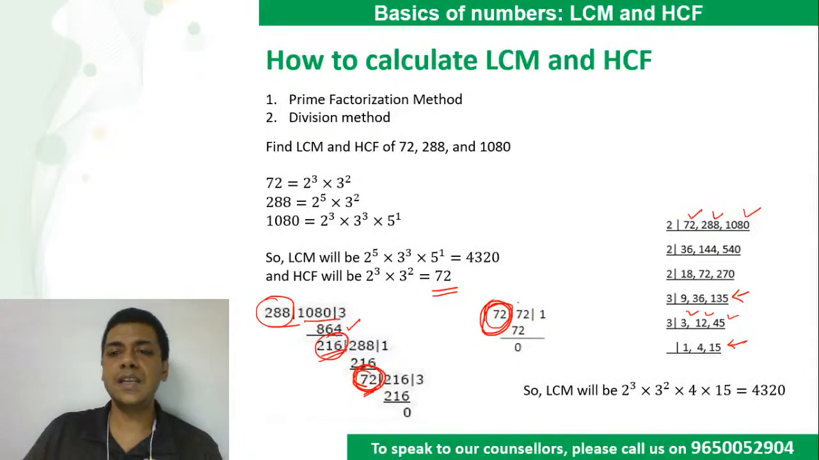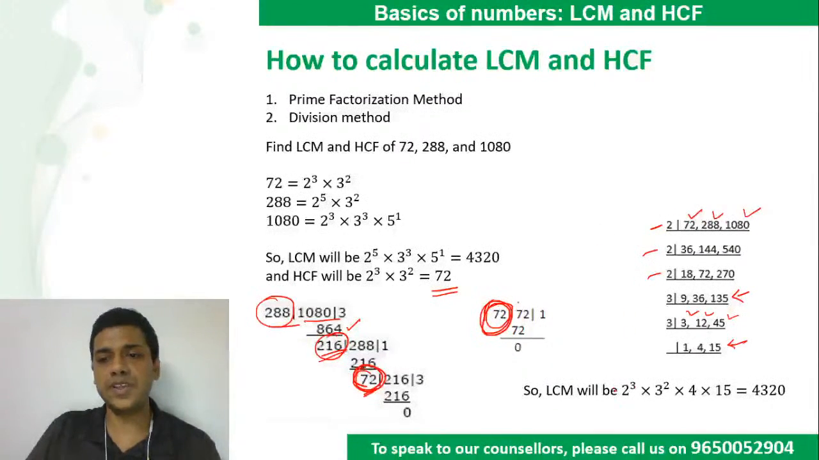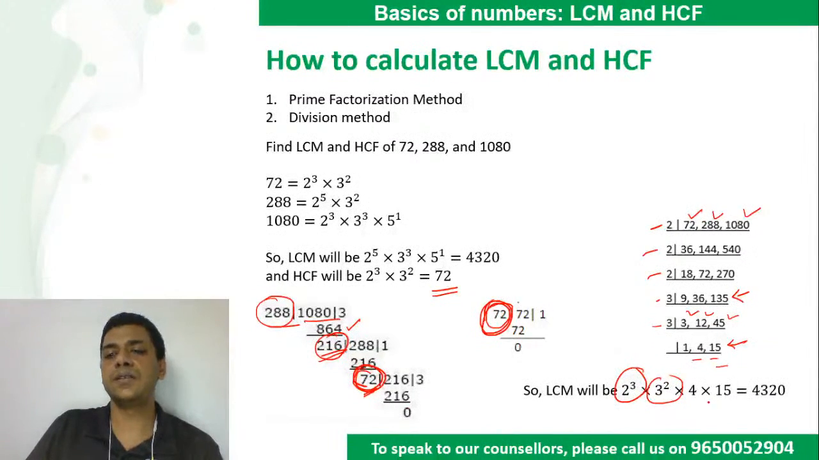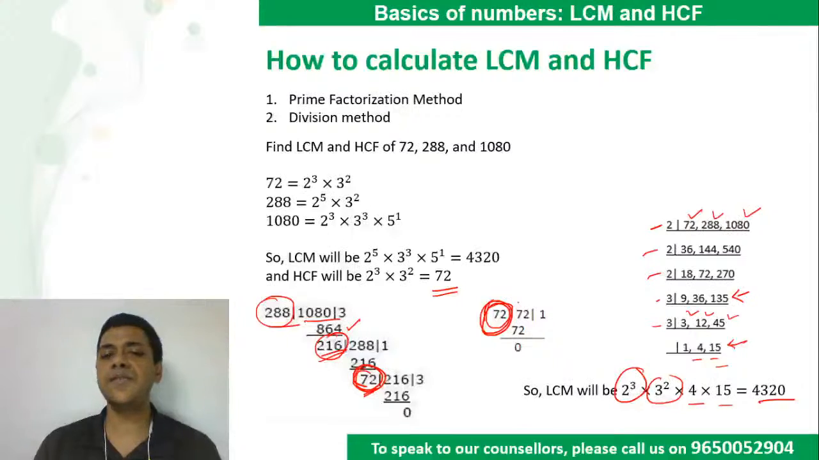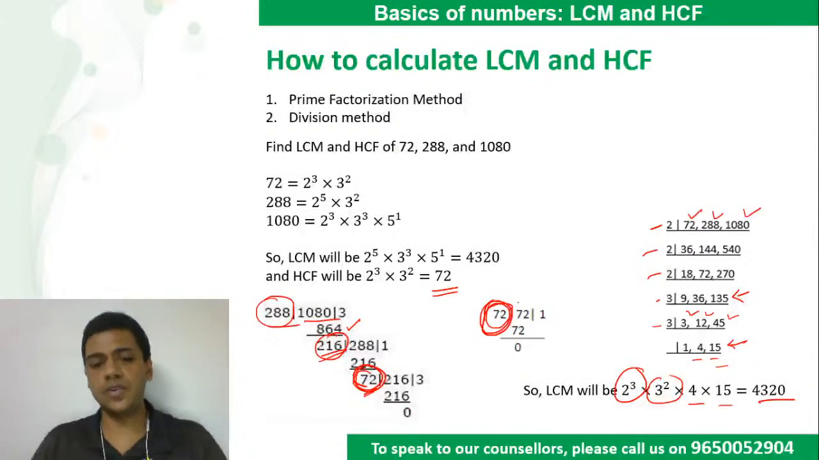Then we will simply multiply all the numbers. So 2, 2, 2, which is 2 cube, then 3, 3, which is 3 square, with 1, 4 and 15, and I get the LCM. This is how we calculate LCM using the division method, which I believe we all have studied in good length during our school days. Now we'll just look at a few questions.